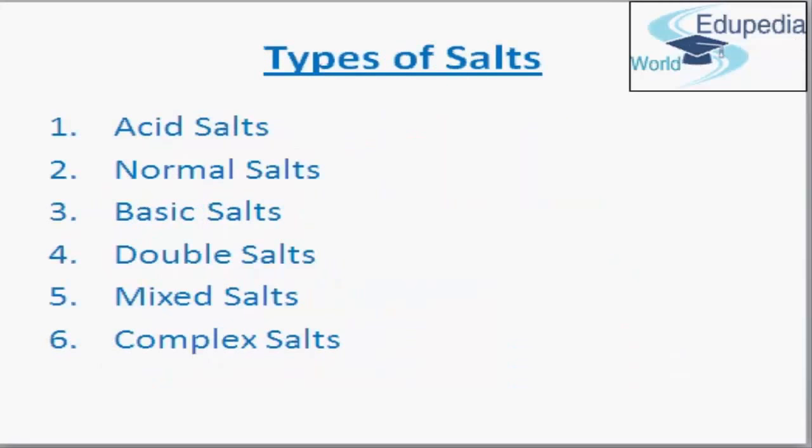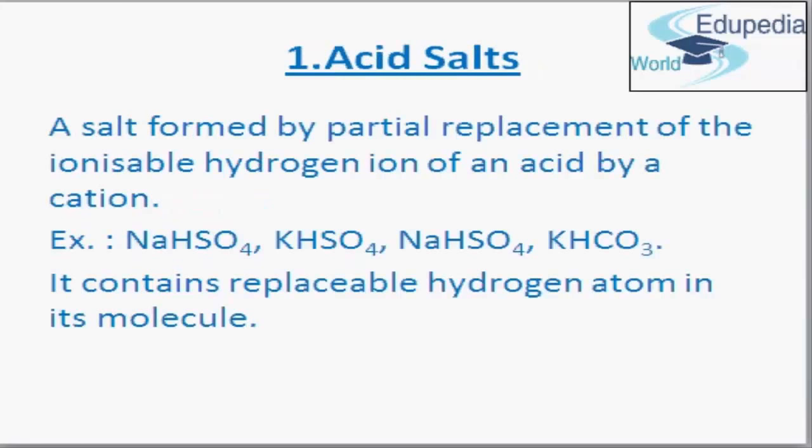Now we will discuss types of salts. Salts are of various types like acid salts, normal salts, basic salts, double salts, mixed salts and complex salts. First we will discuss acid salts. A salt formed by partial replacement of the ionizable hydrogen ion of an acid by a cation is called an acid salt. Examples of acid salts are NaHSO4, KHSO4, NaHCO3 and KHCO3.